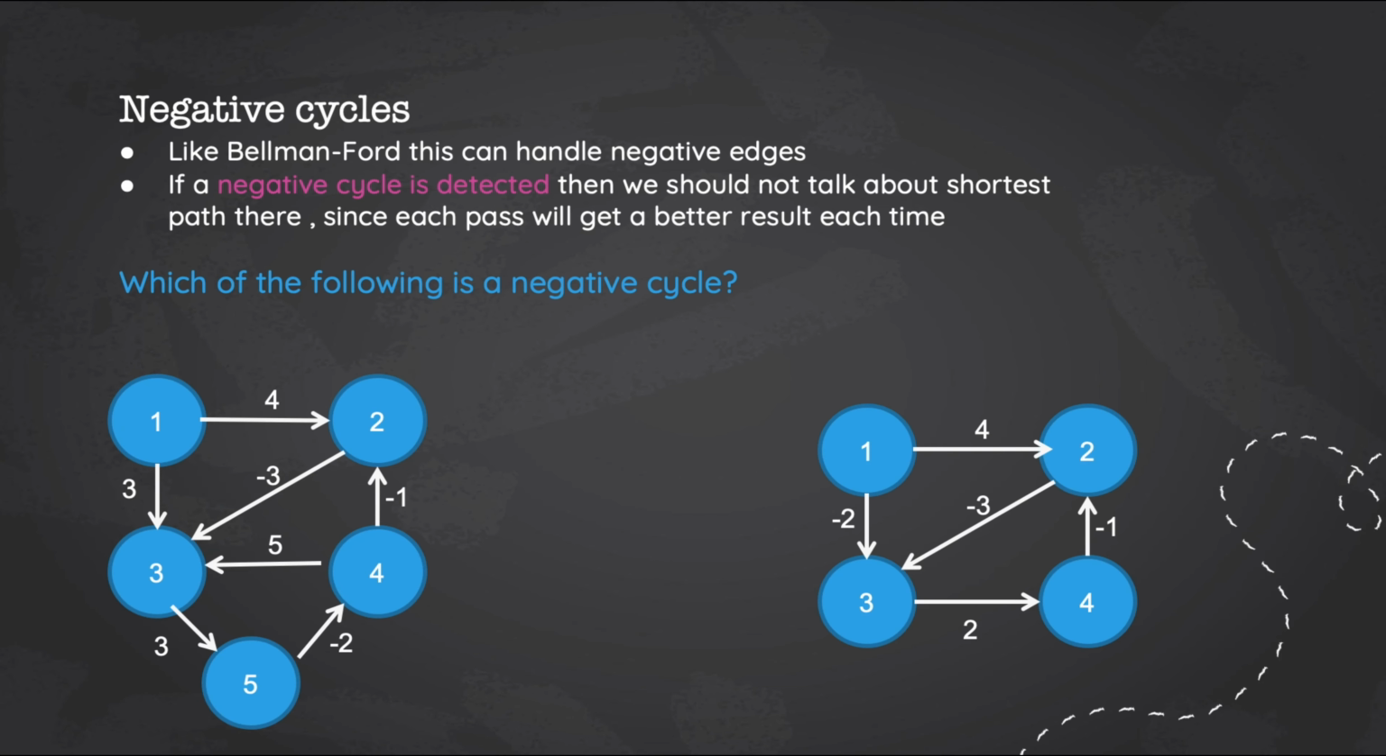Both Bellman-Ford and Floyd Warshall can handle negative edges. However, when we talk about negative cycles, we should not try to find the shortest path, because after every pass we will end up with a better path.